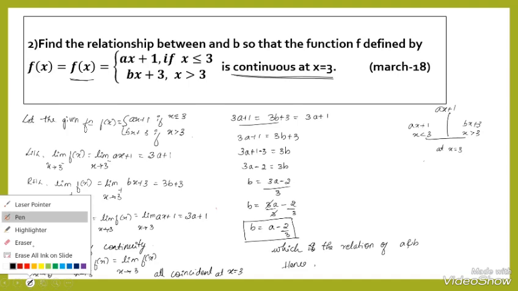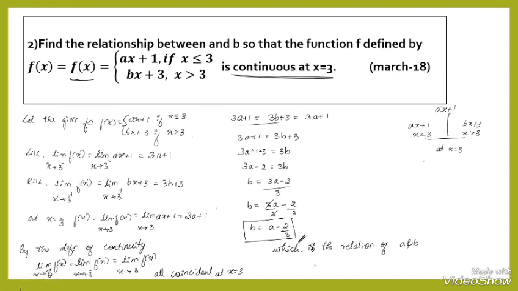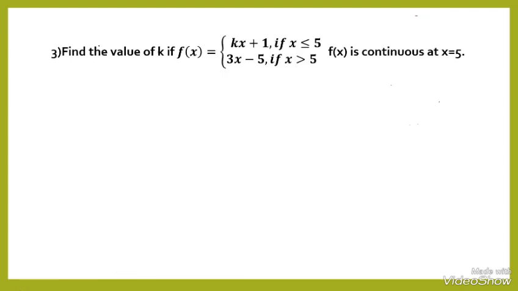Now, discuss the example number 3. Third one. This question is also similar to that type. Find the value of k if the function f of x is equals to kx plus 1 if x is less than or is equals to 5, 3x minus 5 if x is greater than 5. Then the function is continuous at x is equals to 5. They are already given in the function.